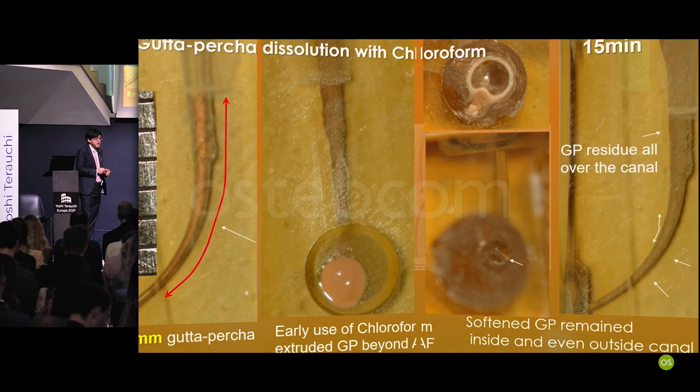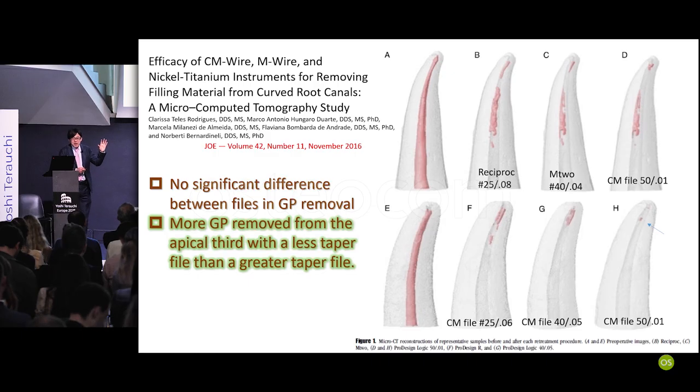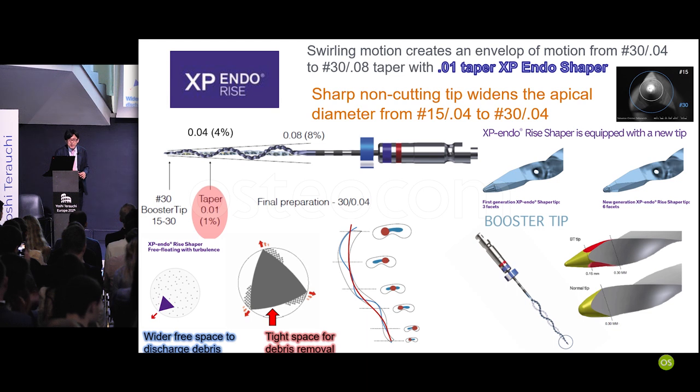How do you do that? This study showed the instrument with a lesser taper removed significantly more gutta percha fillings compared to the instrument with a bigger taper. They used instruments with taper 08, 04, 01. Okay? But they removed more gutta percha fillings with the instrument with a 1% taper. So that's why I want to use the instrument with a smaller taper, which is this, XP shaper.